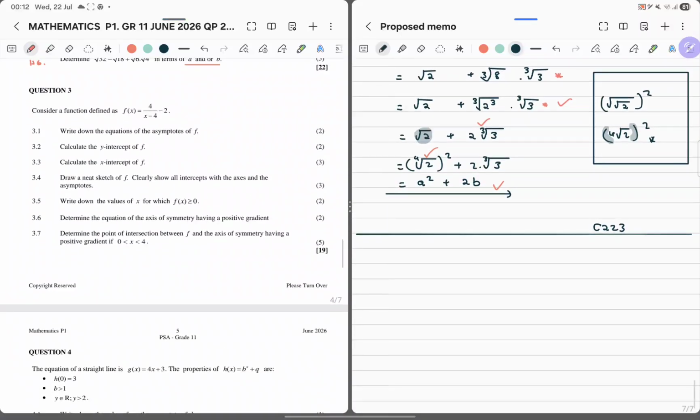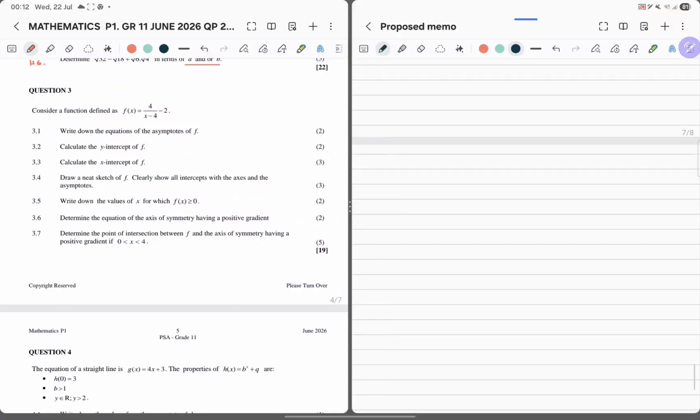Now functions, folks, is the things you like. So let's get to functions quickly. Now, given the function, yes, it's the hyperbola, the standard hyperbola. Right, okay, write down the equations of the asymptotes. I'm not wasting time here. F of x is 4 over x minus 4 minus 2. 3.1. Write down the equations of the asymptotes.